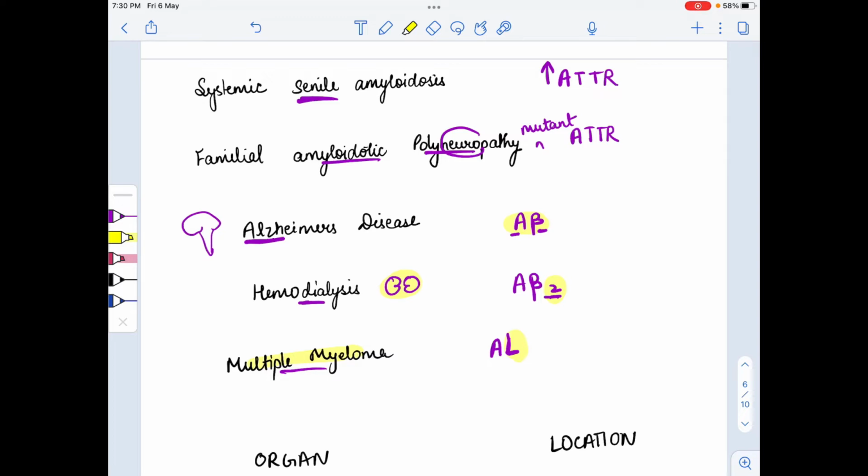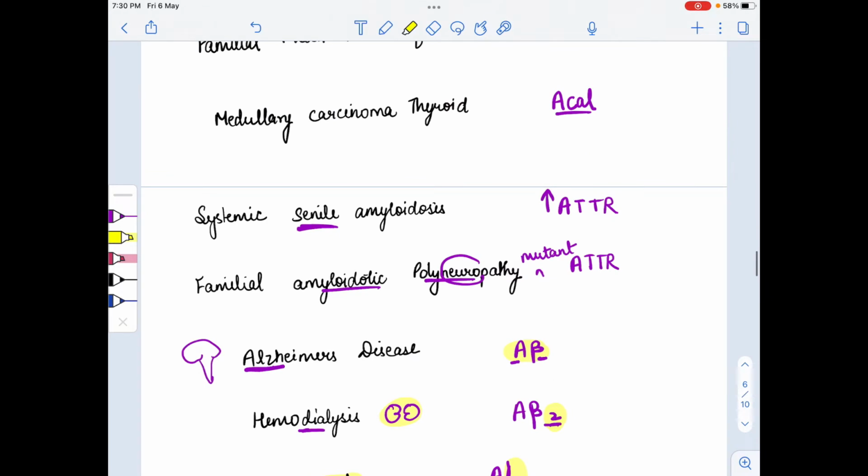That is single. Please remember, we always used to confuse between hemodialysis and Alzheimer disease, in which one we have A beta 2 type and in which one we have A beta type. So from now onwards, remember, hemodialysis means dialysis, and for dialysis we have kidneys. We all have two kidneys. That's why A beta 2 is in hemodialysis. Now in Alzheimer disease, we have A beta.